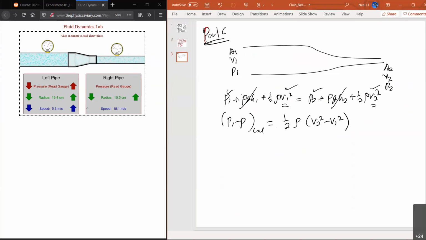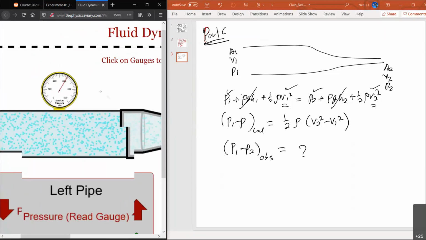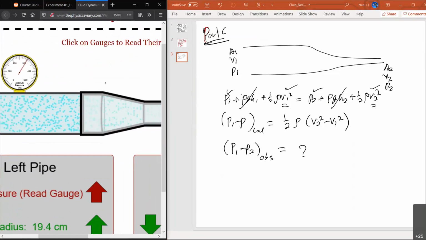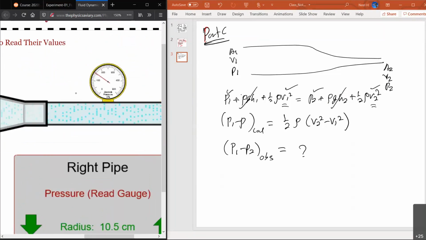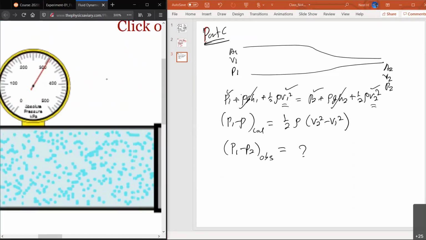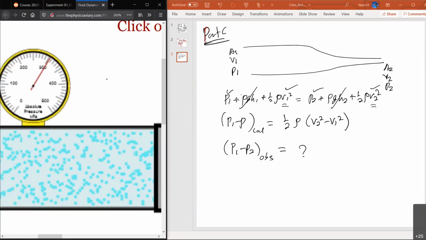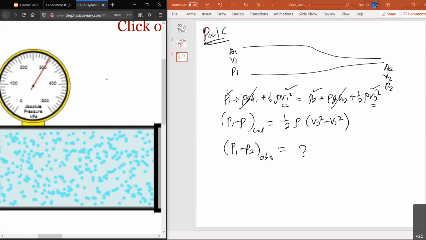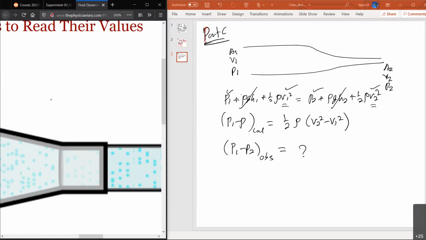And then let's compare that to the directly observed P1 minus P2. We can observe that directly because you see these pressure gauges. The pressure gauge on the left-hand side shows you P1, and the pressure gauge on the right-hand side shows you P2, right? So let's extract those two numbers directly. It says kilopascal, remember, which means the number must be multiplied by 10 to the power 3.